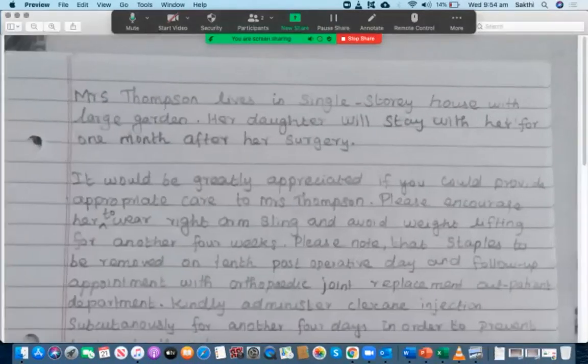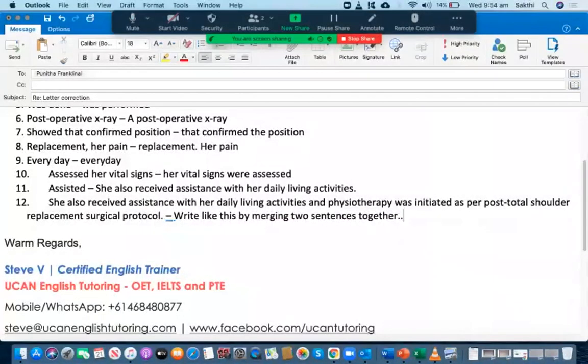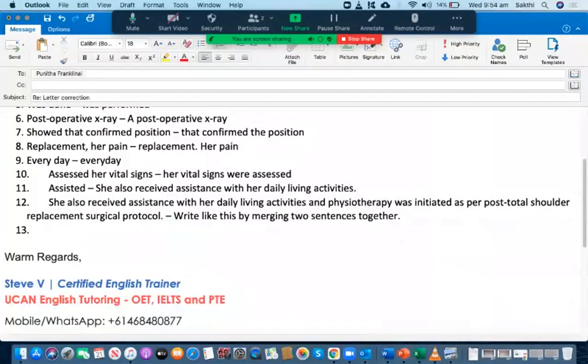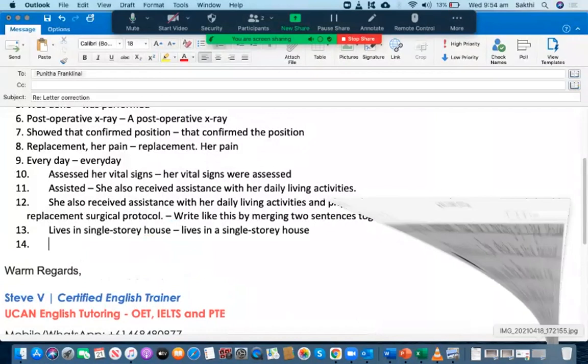Mrs. Thompson lives in a single-story house. That's wrong. It should be "in a single-story house." You have to use the article properly. I recommend you watch my YouTube videos on the use of articles: a, an, and the. "Lives in single-story house" is wrong. "Lives in a single-story house" is much better. Okay, let's go to the next one.